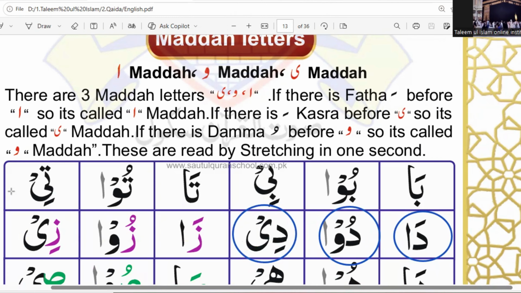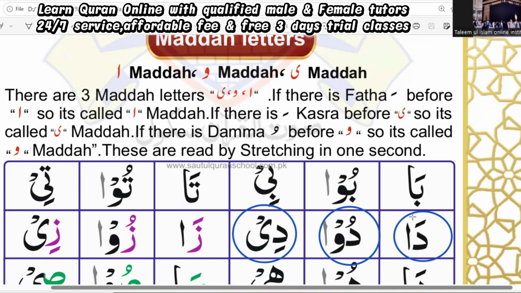The very first thing you have to remember is that if there is a Fatha before the Alif, no matter what the letter is, it may be Dal, Zal, Za, Ba, any Arabic letter, that is called Alif Madda. Like this one is Alif, and Fatha is before the Alif. So this one will be called Alif Madda.